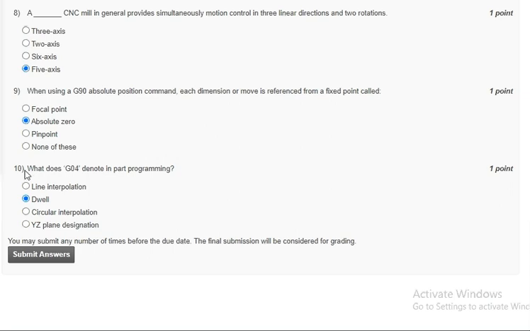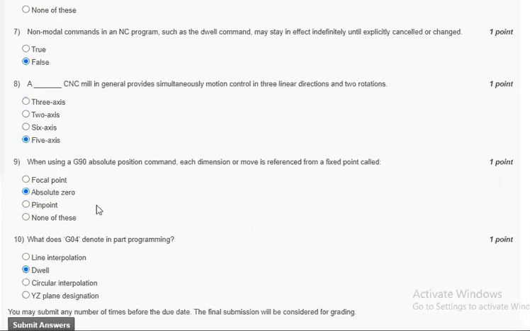For question number 10, what does G04 denote in part programming? It is a G code, and G04 denotes the dwell in part programming. So these are the answers for all 10 questions.